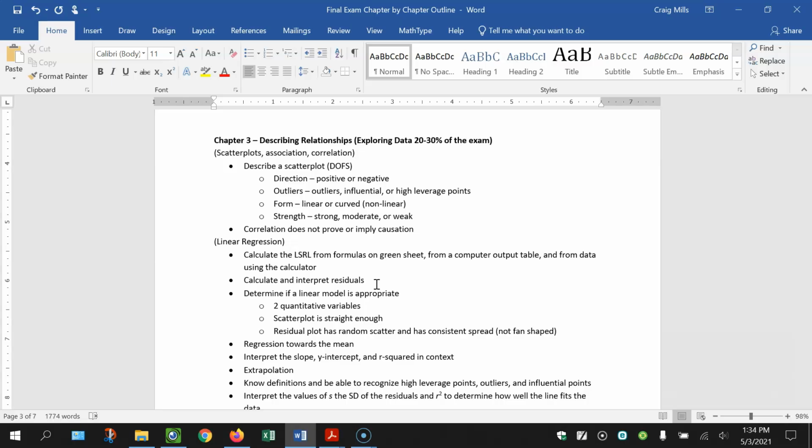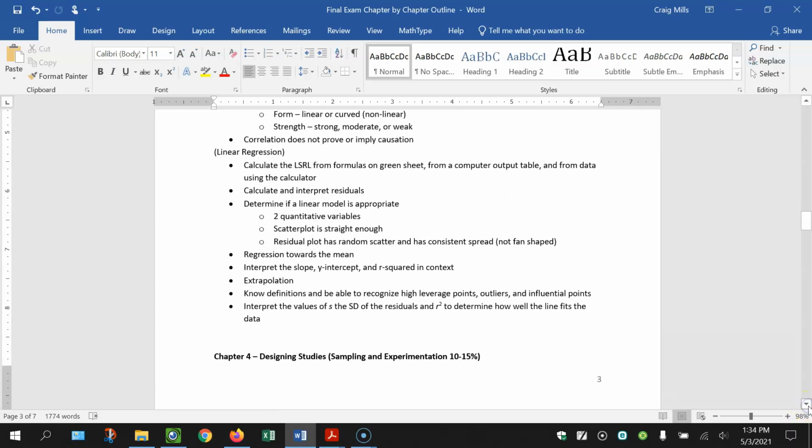Determining if a linear model is appropriate. Few things you want to check. Do you have two quantitative variables? And then is the scatter plot straight in form? And does the residual plot have no pattern? And is it consistently spread? Like, you don't want any kind of fan or cone or Christmas tree type shape.